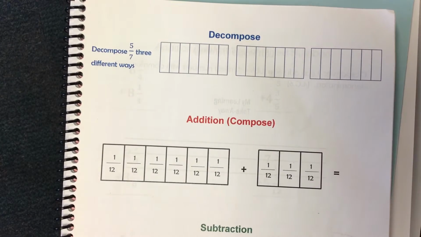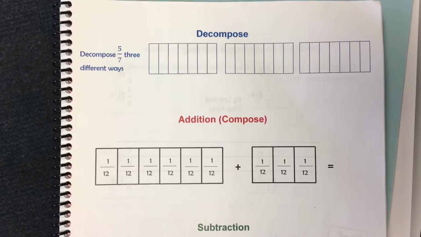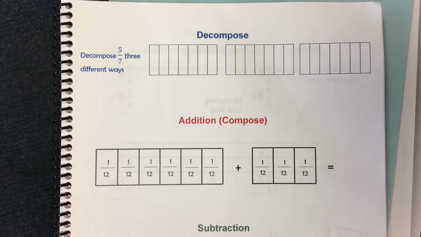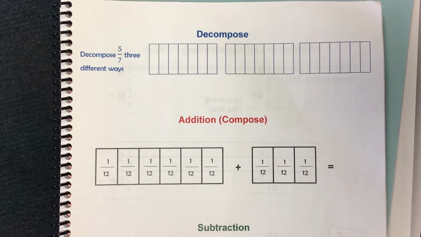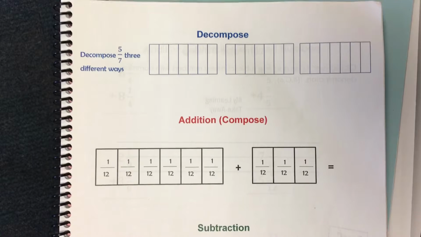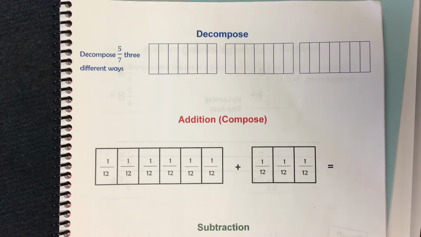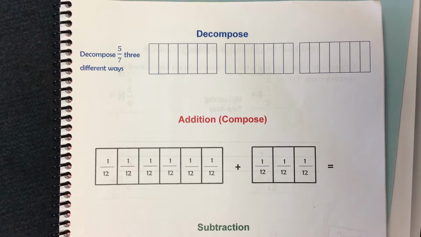I'm in our Pink Math Journal on page 76, and we're going to talk about the word decompose. What does it mean to decompose a number? Max? Break it down. To break it down into smaller numbers. Now, this is something that you have done in the past. If I said to decompose the number 10, what are some ways that you could decompose the number 10?